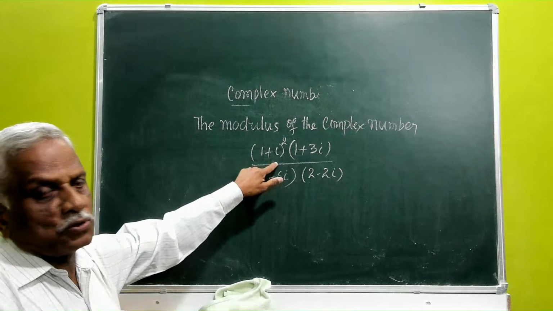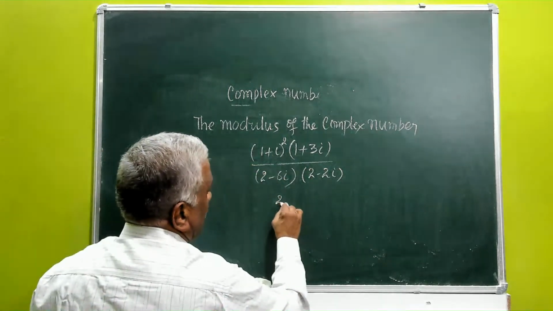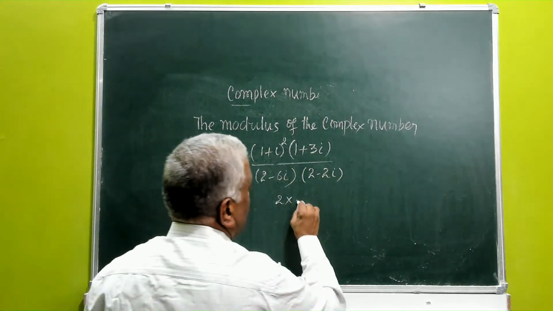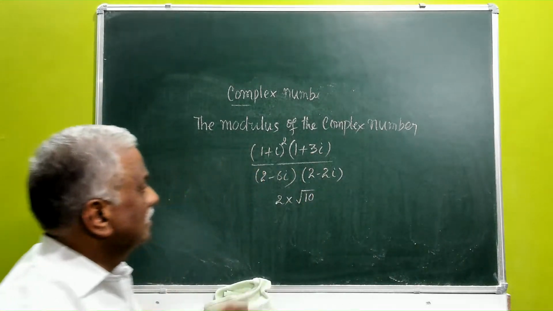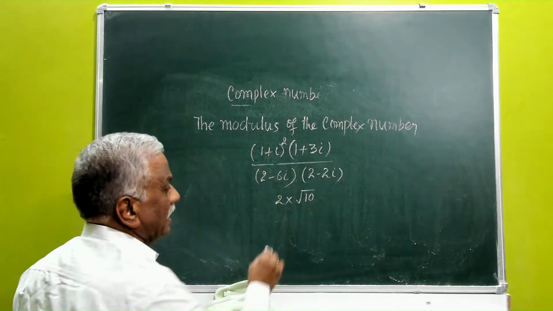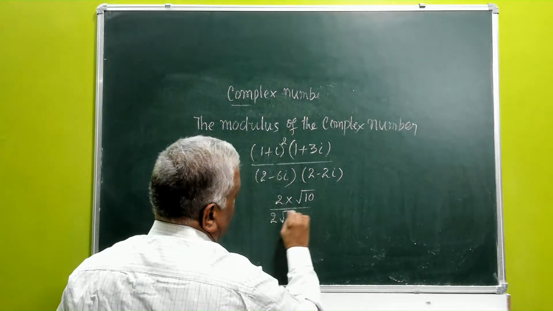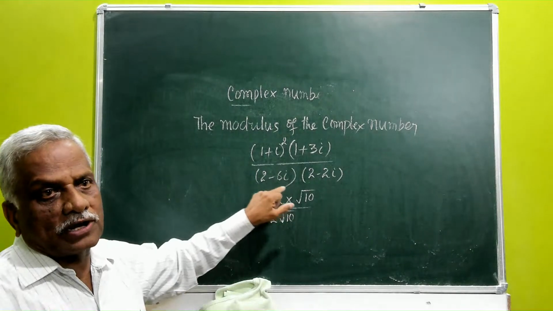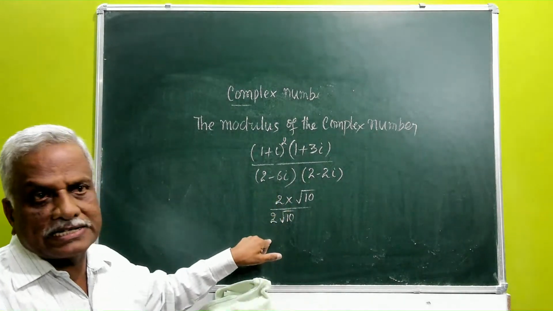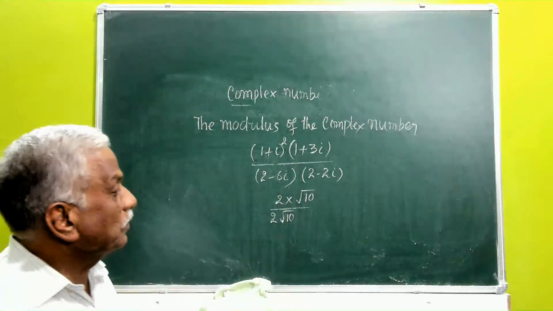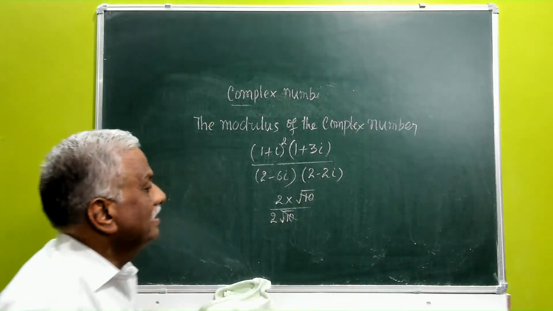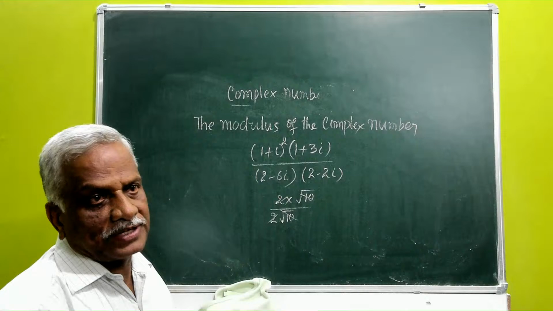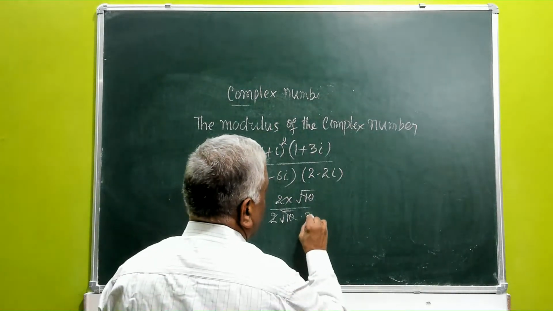See, 1 plus 1 is root 2. Root 2 square is 2. This is 1 plus 9, it is root 10. This is 4 plus 36, root 40. That is 2 root 10. So you have got to calculate and write it very fast. 40 is root of 4 into 10, that is 2 root 10. So you can cancel this immediately. This also you can cancel. This is 4 plus 4, 8. That is 2 root 2.